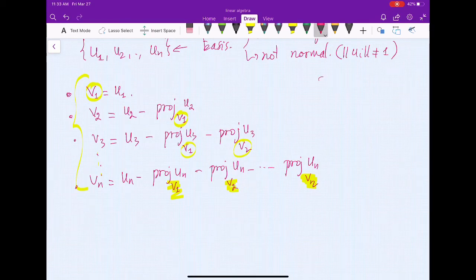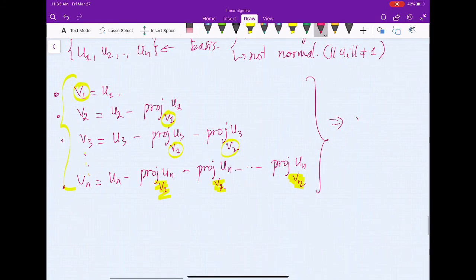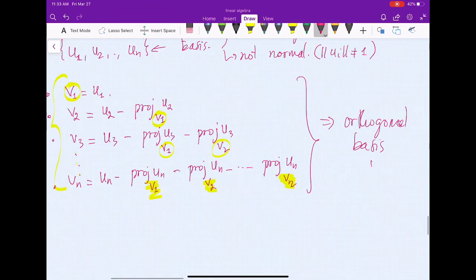Because at the end, you get an orthogonal basis. And from an orthogonal basis, you can normalize them, which means you divide each vector by its norm to get an orthonormal basis.